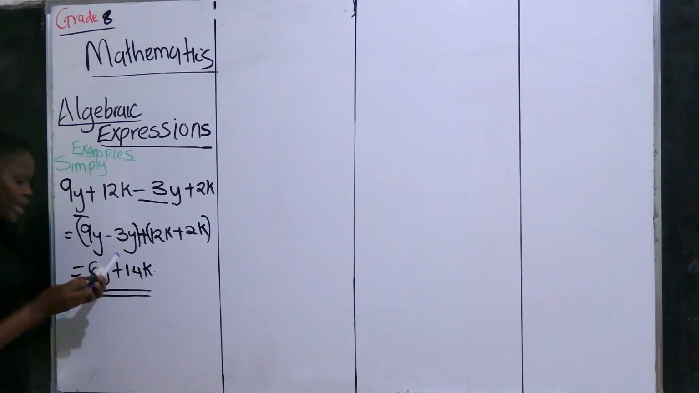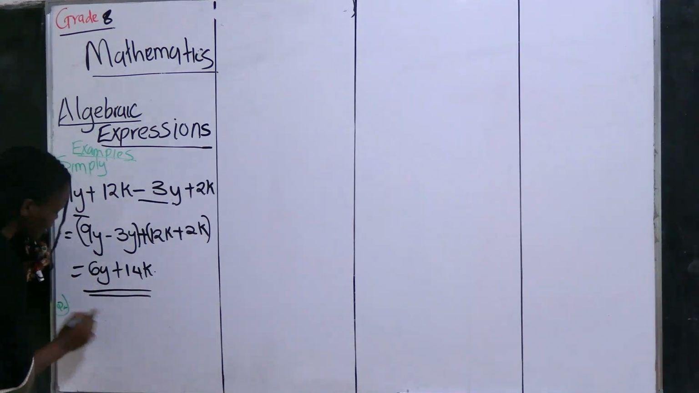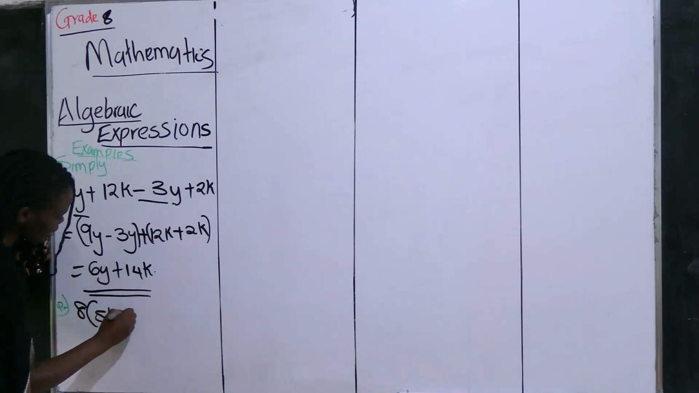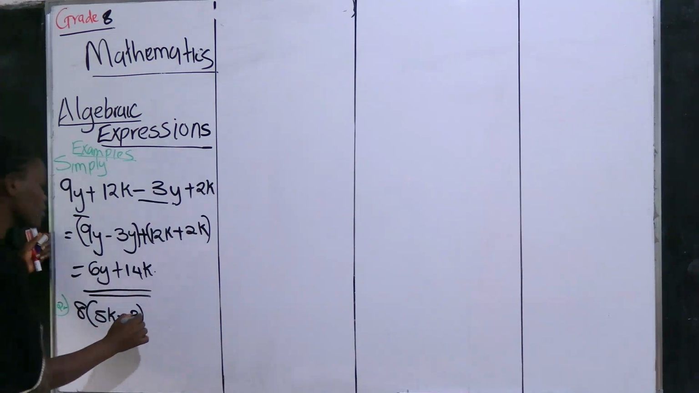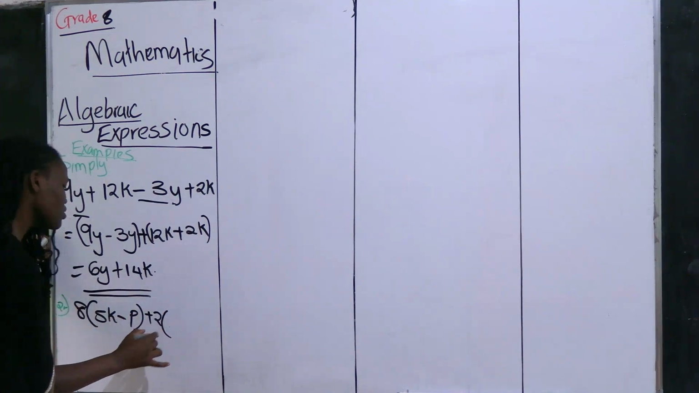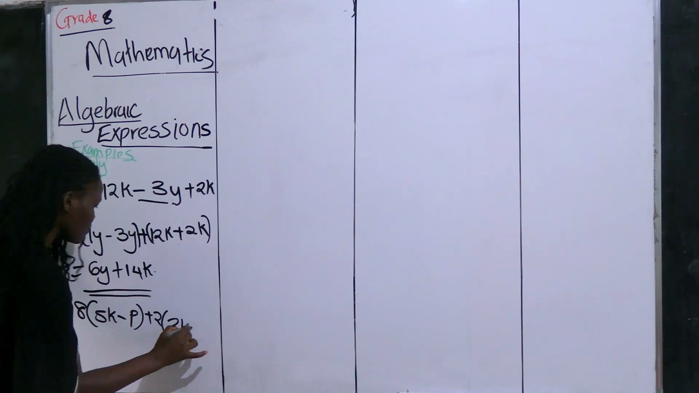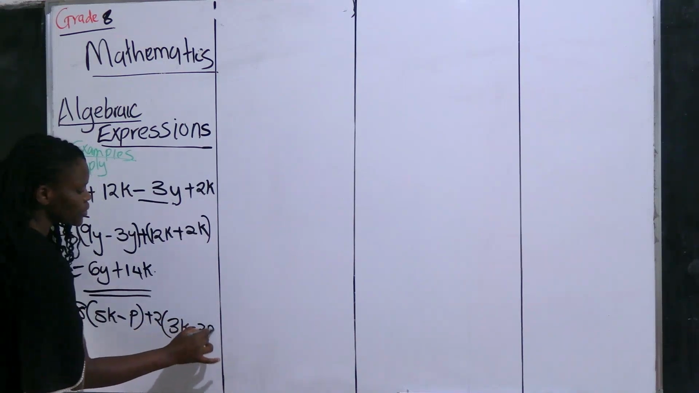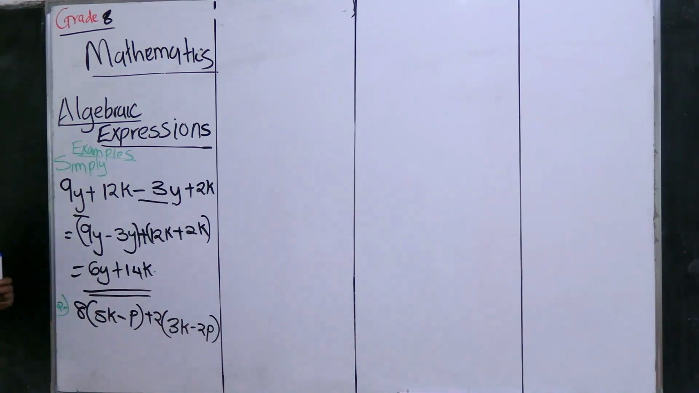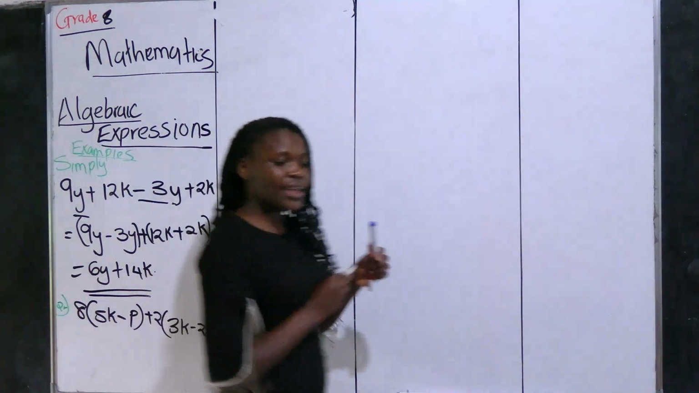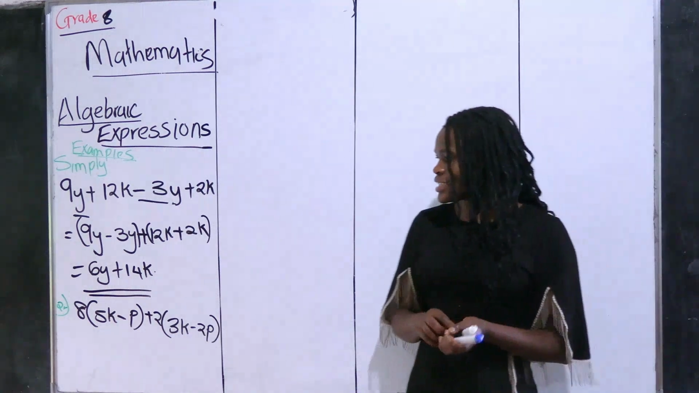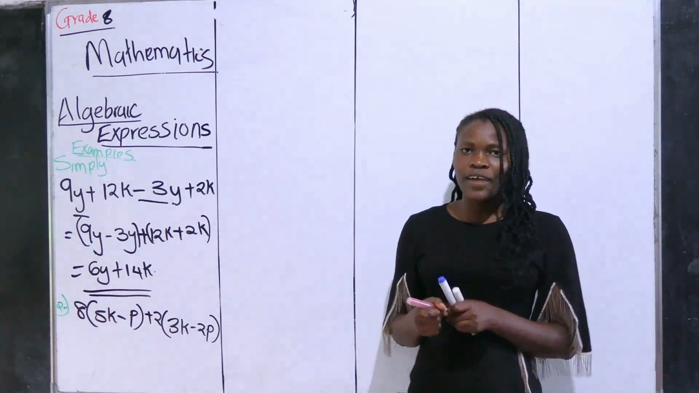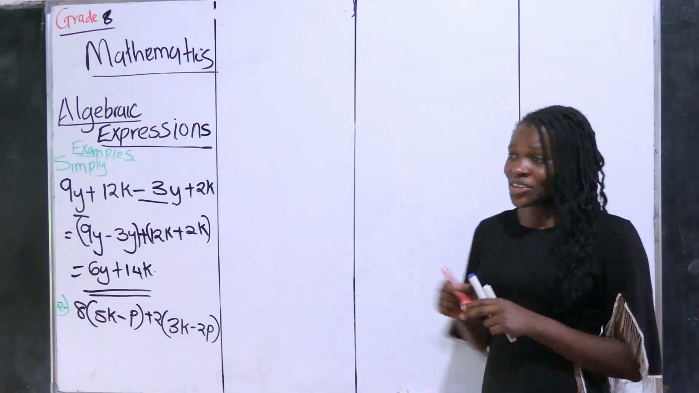So example 2, let me write another question: 8 into (5k minus p) plus 2 into (3k minus 2p). We are told to simplify that equation. So for us to simplify that equation, this is what we are going to do.